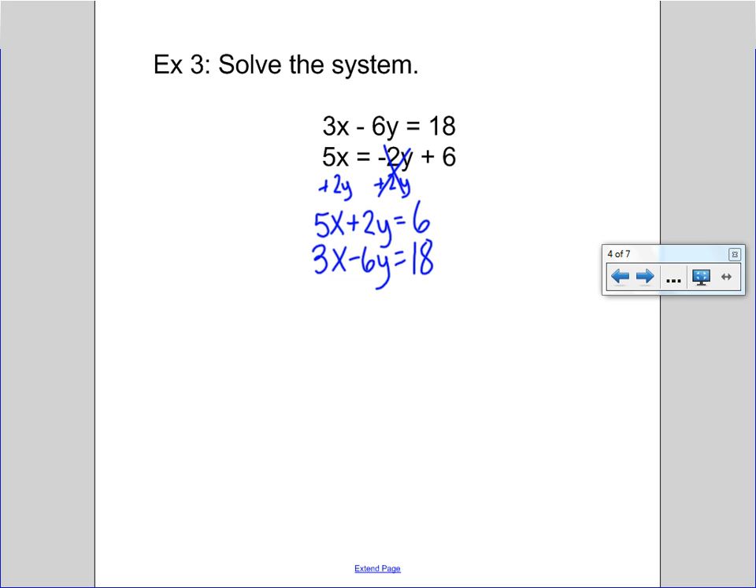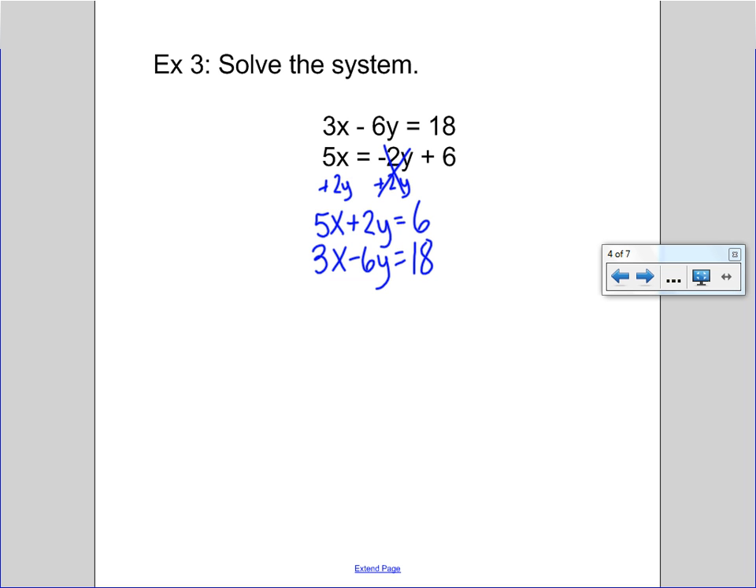Do I have opposite coefficients for either of my variables? I have 5x and 3x. Those are just different numbers. I have 2x and -6x. Once again, just different numbers. So I'm going to have to multiply by something.